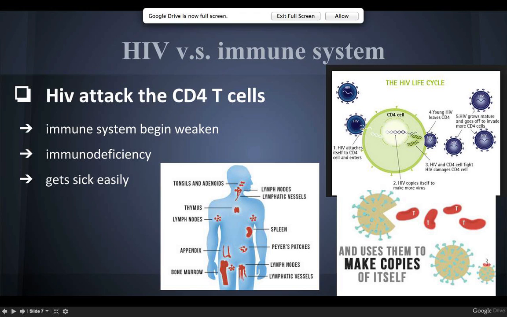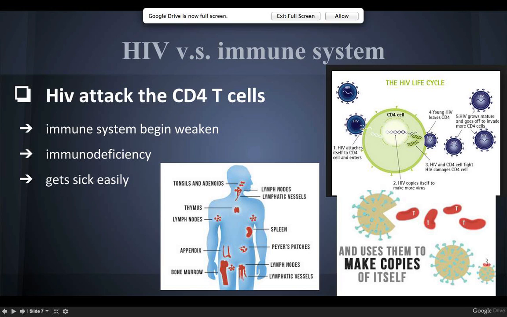CD4 T cells are supposed to fight germs and bad viruses for your body. But since HIV got into them, CD4 T cells won't have this ability anymore. They will no longer protect your body, and instead they will produce more HIV virus. So it will become a really bad situation.